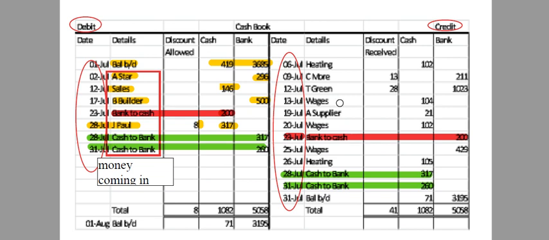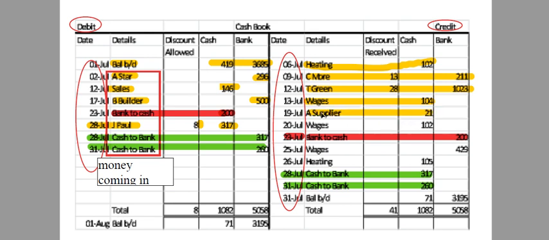Going on to the other side, we are making payments here. So the first payment is for heating, 102. Then we paid Moore 211, and we received a discount here. So actually it was 211 plus 13. So we were owing this guy 224. Okay, and then the next guy also we paid, and we received a discount. You can see how much. Then we paid wages in cash, and we paid another supplier in cash, and then we again paid wages in cash.